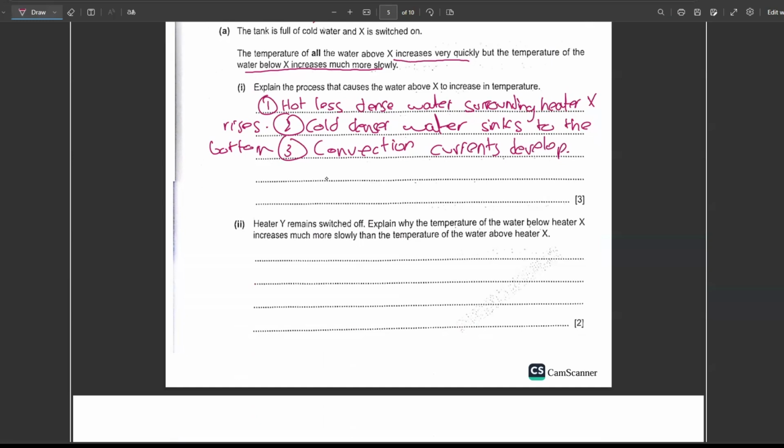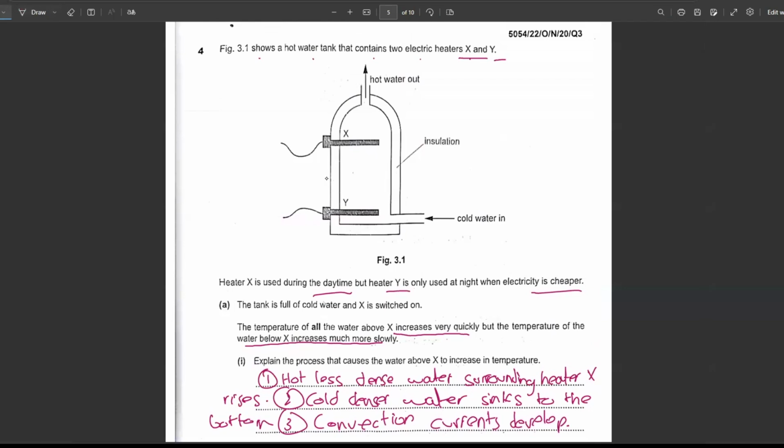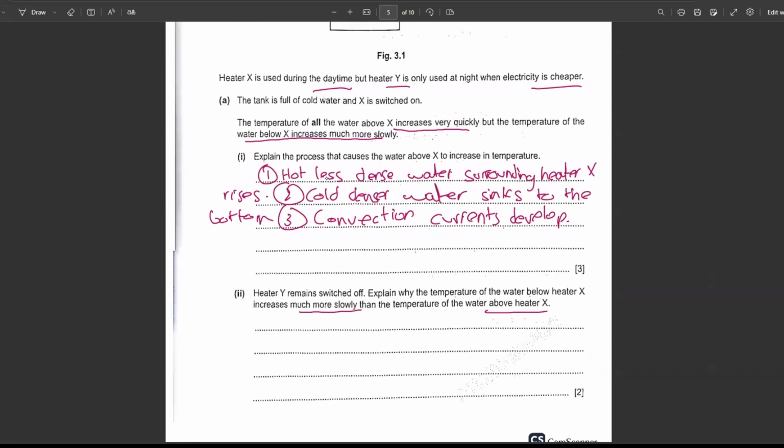Okay, explain why the temperature of the water below heater X increases much more slowly than the temperature of the water above heater X. This is much more interesting. Why does the temperature in this region increase much more slowly? Because in this region, no convection is happening. And the only mode of transfer is conduction. And water is also a poor conductor of heat.